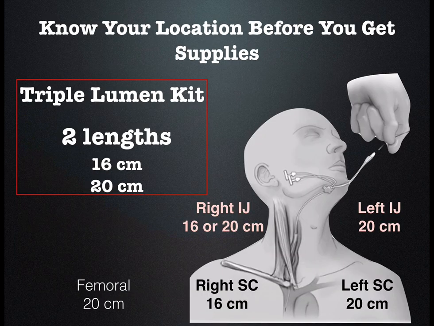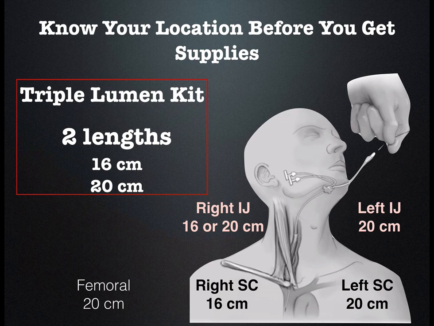Now, you have to know where you're going before you even start. So always pre-scan, select your site, consent your patient, then gather your supplies, because your supplies are going to be related to the site you pick. So if you're picking something on the right, you may use a shorter catheter. So a right subclavian generally goes in 15 centimeters, so you'll use a 16 centimeter catheter.